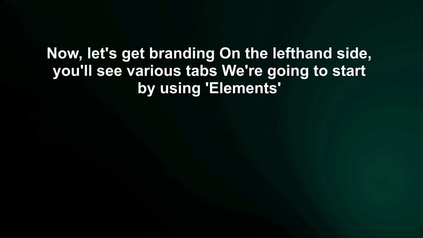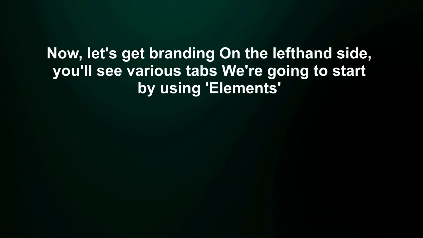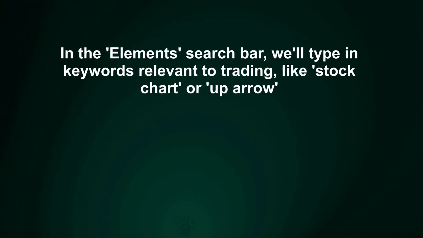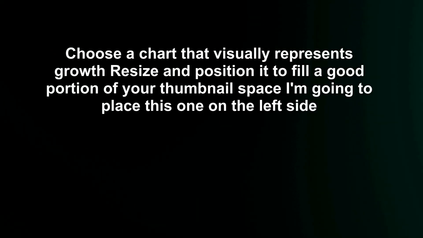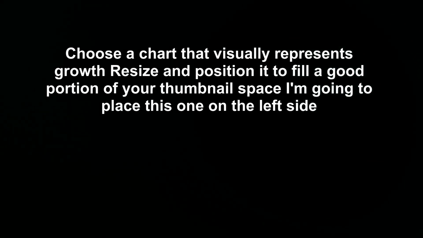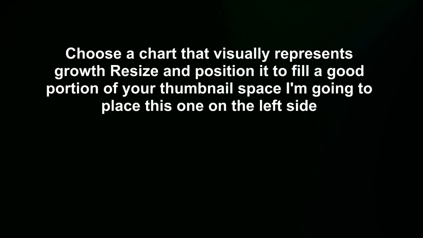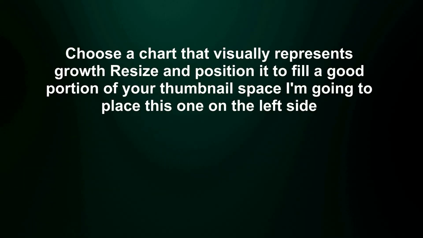Now, let's get branding. On the left-hand side, you'll see various tabs. We're going to start by using elements. In the elements search bar, we'll type in keywords relevant to trading, like stock chart or up arrow. Choose a chart that visually represents growth, resize, and position it to fill a good portion of your thumbnail space. I'm going to place this one on the left side.